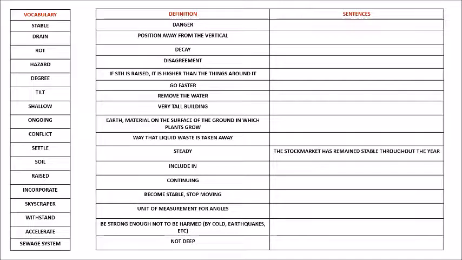In this other one, we have our following list of vocabulary and definitions. For number 1, the word is stable, and the definition is steady. And the sentence is, the stock market has remained stable throughout the year. So please do the same thing as in the other exercise.